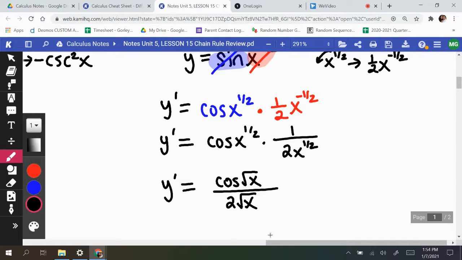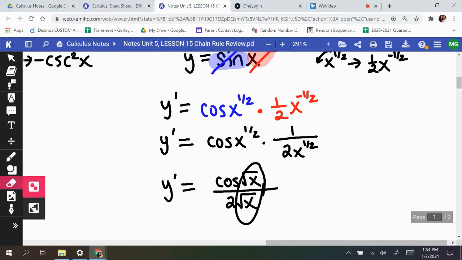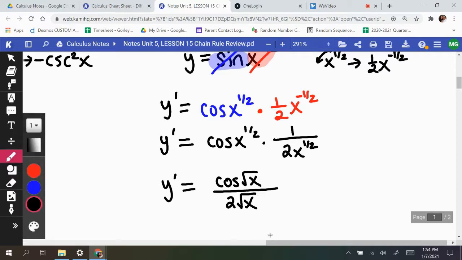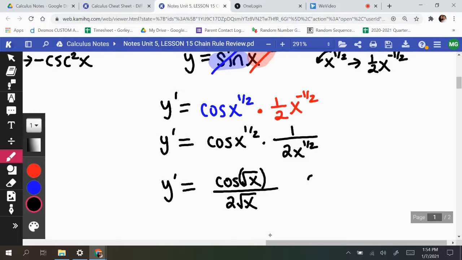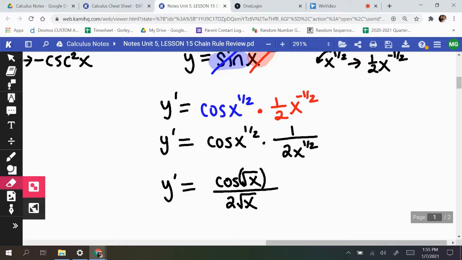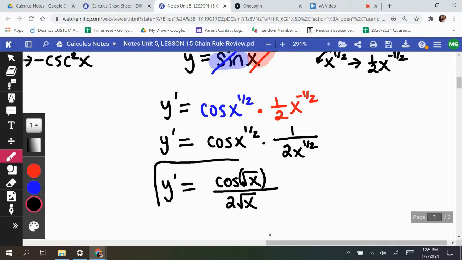Now be really careful here. These root x's don't cancel. This root x in the numerator is the angle for cosine. So all of this is attached together. You can't break it into parts. It's not like it's being multiplied, right? You can never have cosine and then not have an angle written in. That angle is attached to cosine. Okay, so that's going to be it. That's going to be our answer.